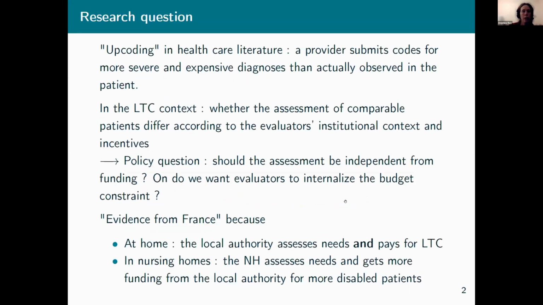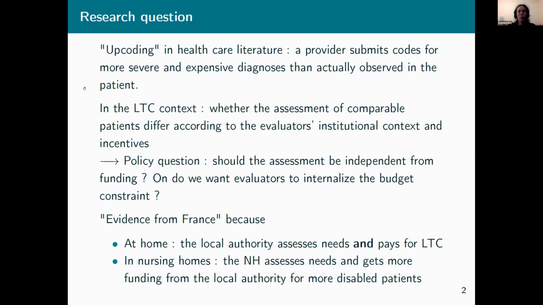And so why do we care about this? It is because there is extensive evidence that upcoding exists, from the healthcare literature. And so what do we mean by upcoding? It's when a provider submits codes for more severe and expensive diagnoses than are actually observed in the patient in order to maximize their revenues. And so the question here is, is there such a phenomenon in the long-term care context?